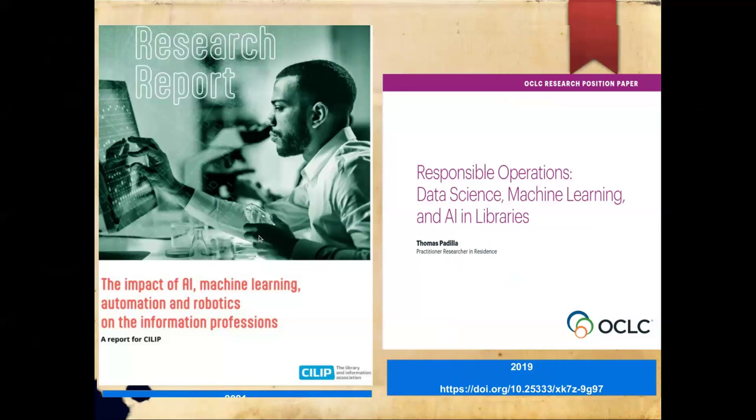The first one is produced by CLIP. All these reports are available for downloading. You can download all of these reports. This was published in 2018 by CLIP, the impact of AI, machine learning and automation and robotics in the information profession. Then another giant, OCLC, came up with a very interesting report in 2019, fully available for downloading.